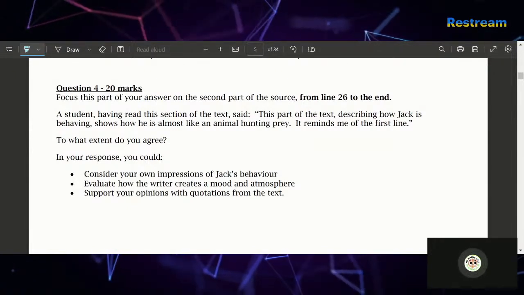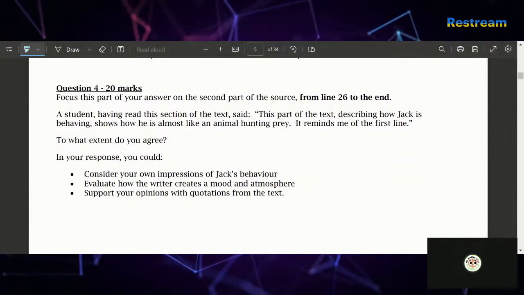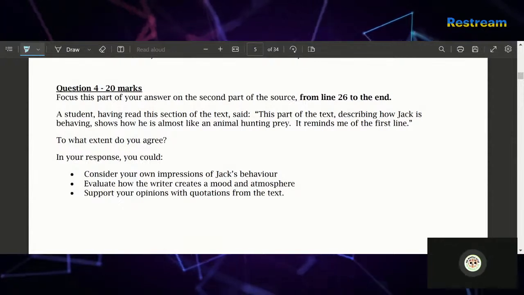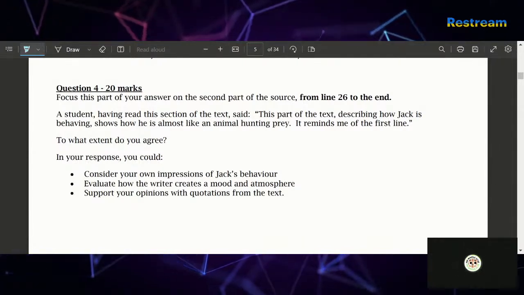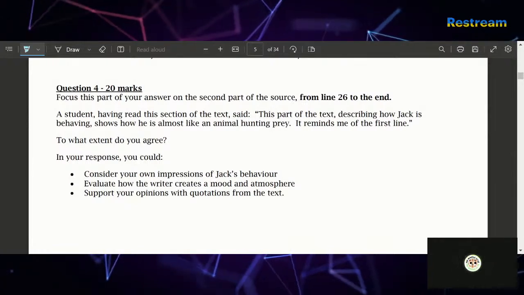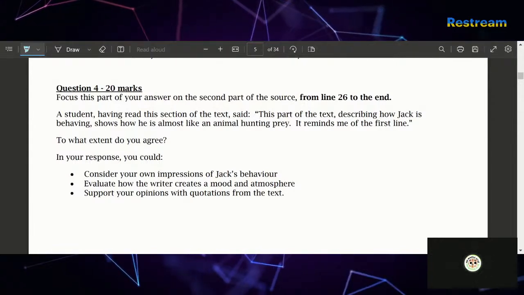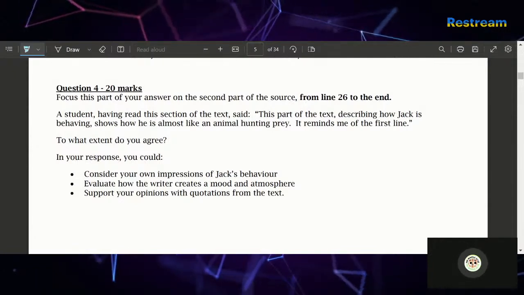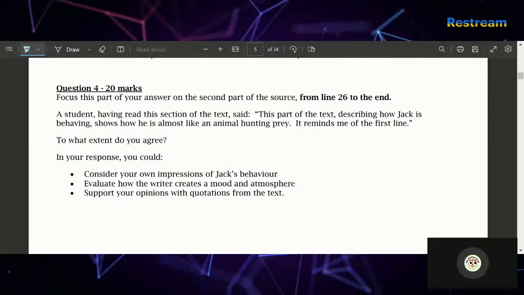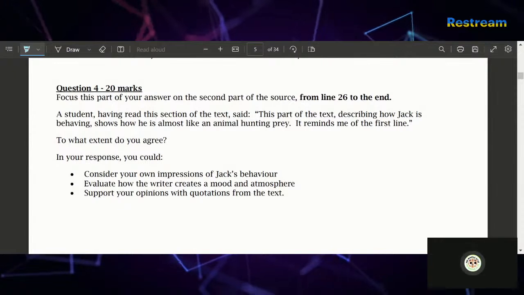So in this case, the statement is, a student having read this section of the text said, this part of the text describing how Jack is behaving shows how he is almost like an animal hunting prey. It reminds me of the first line. To what extent do you agree? So in your response, you can consider your own impressions, evaluate how the writer creates a mood, and support your effect. So this is AO4. This is you evaluating texts critically, and this is you supporting them with appropriate textual references.